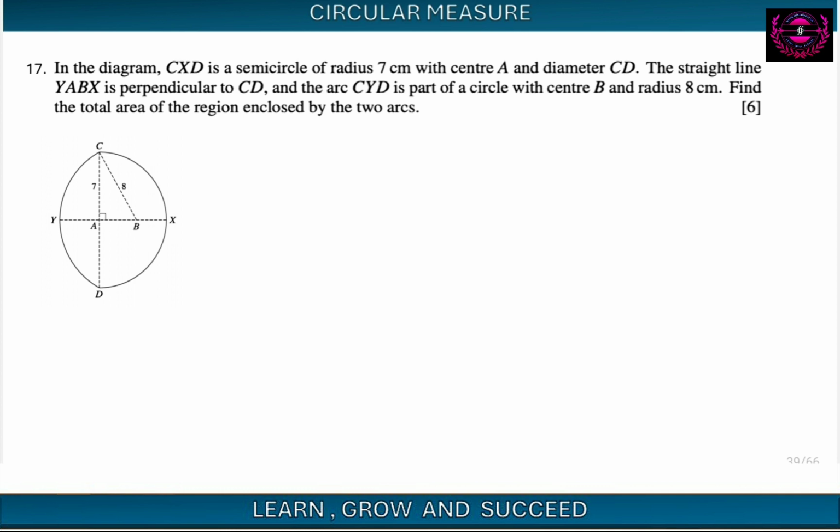Total area of the region enclosed by two arcs. So the total region is a combination of two: one is the area of semicircle CXD, and the other is the area of sector CYD. So the area of the region enclosed by the two arcs is nothing but the area of sector CYD plus the area of semicircle CXD.